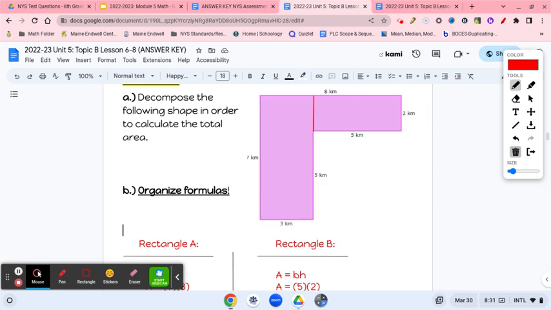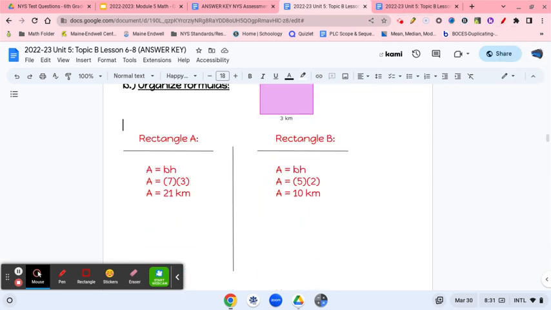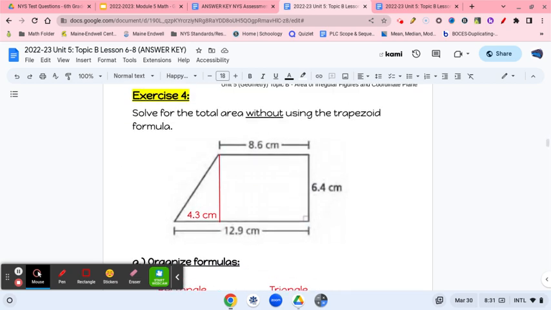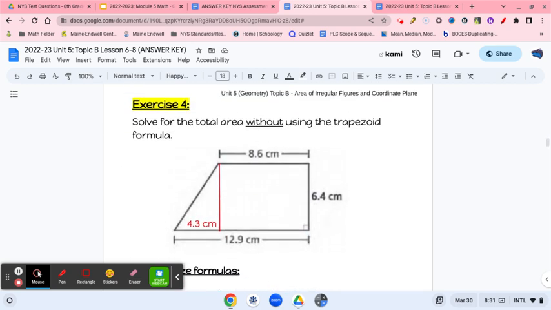Okay? All right. Go to page 9. Yes, this is a trapezoid.